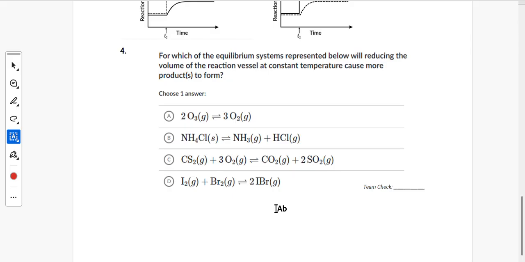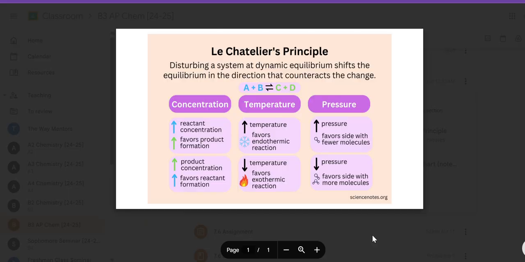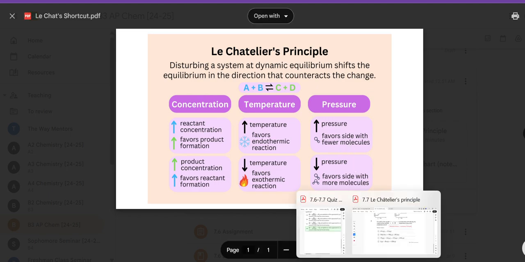For which of the equilibrium systems represented below will reducing the volume of the reaction vessel at constant temperature cause more products to form? So we're going to be reducing the volume. Reduced volume is the same as increasing pressure. If we reduce the volume, we're increasing the pressure. Let's go back to our cheat sheet. Our cheat sheet tells us that if we increase pressure, it's going to favor the side with fewer molecules.